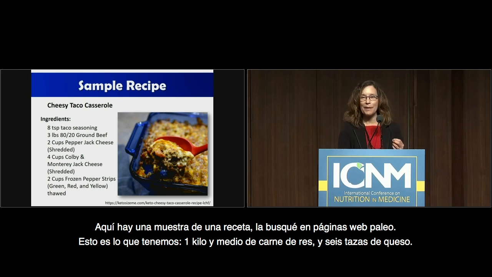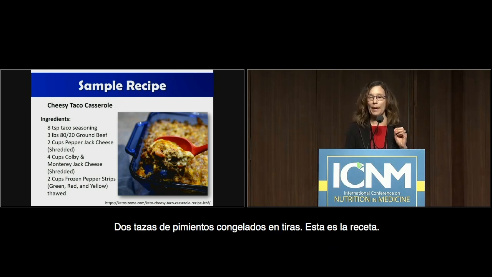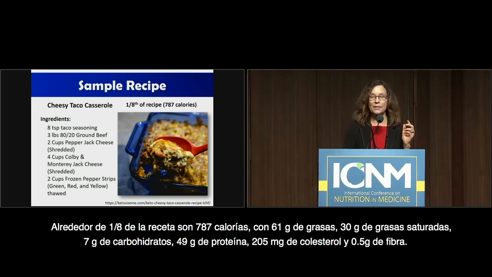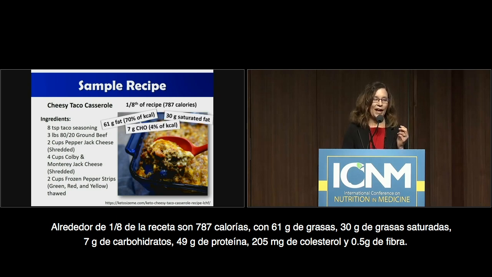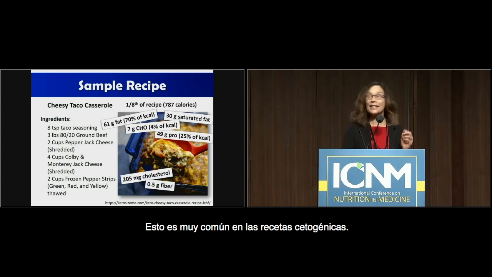And here's a sample recipe. I just looked on paleo websites. This is what you've got: 3 pounds of beef and 6 cups of cheese, 2 cups of frozen pepper strips. That's the recipe. About an eighth of the recipe is almost 800 calories with 61 grams of fat, 30 grams saturated fat, 7 grams of carbohydrate, about 49 grams of protein, 205 milligrams of cholesterol, and half a gram of fiber. This is really quite typical of keto recipes.